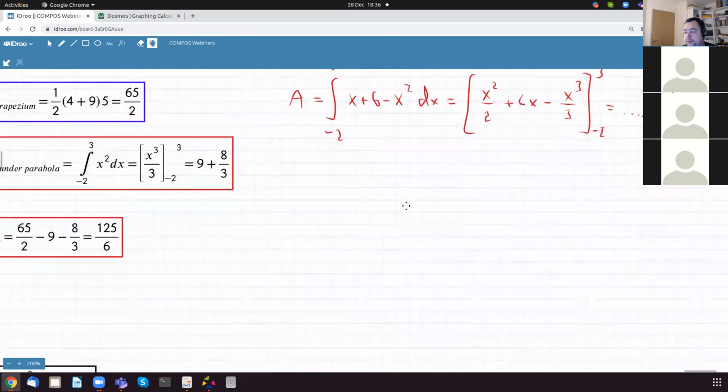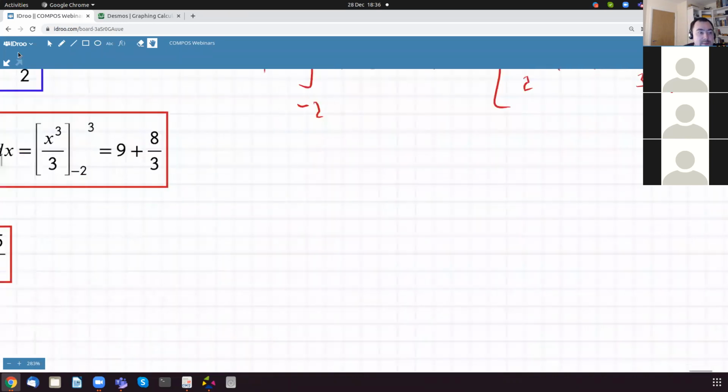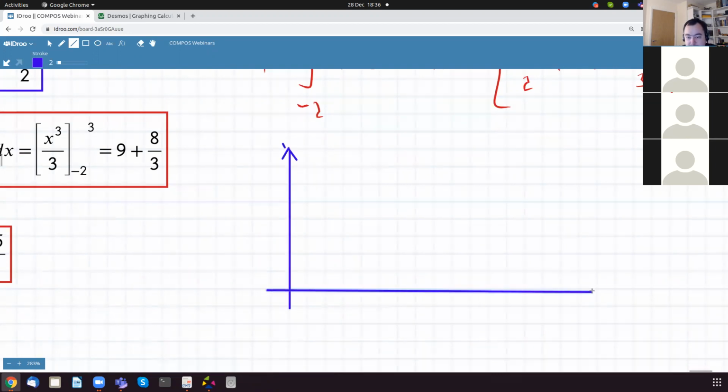An important consequence of this. Because we know that the definite integral is the area under the curve.